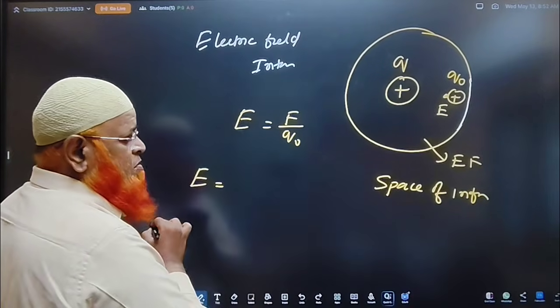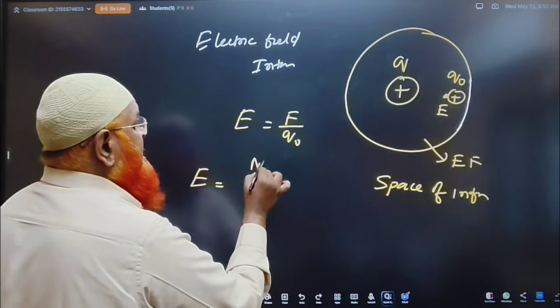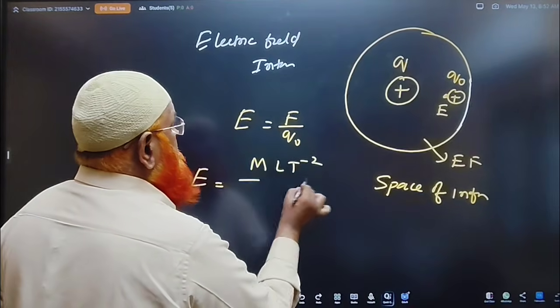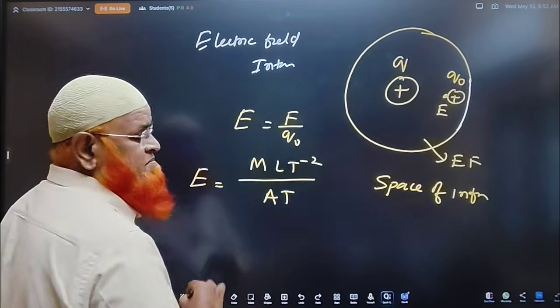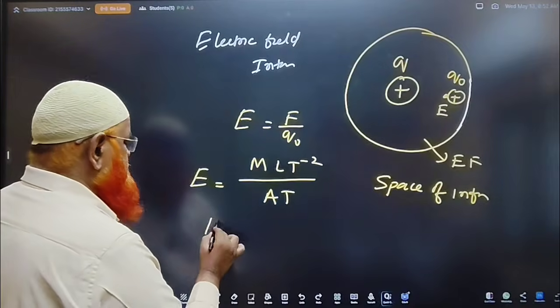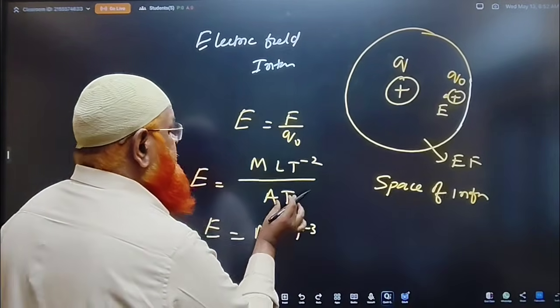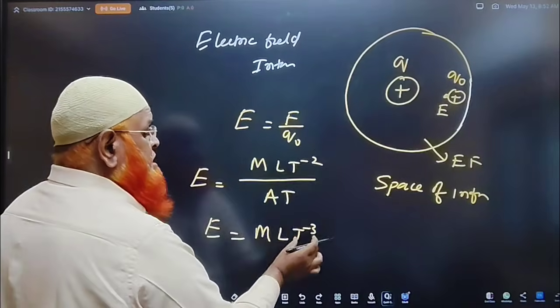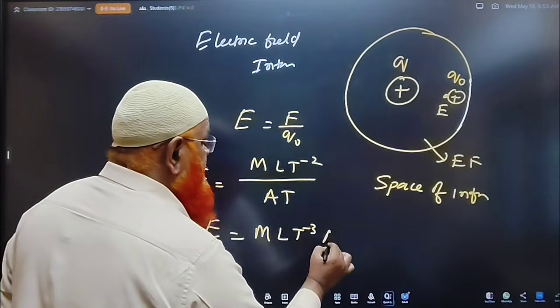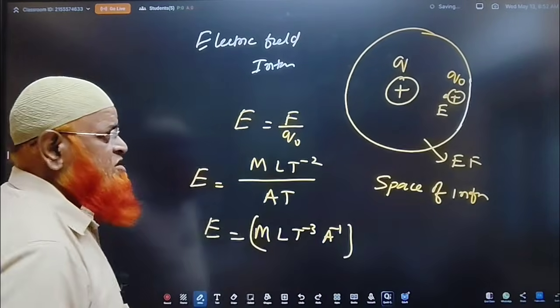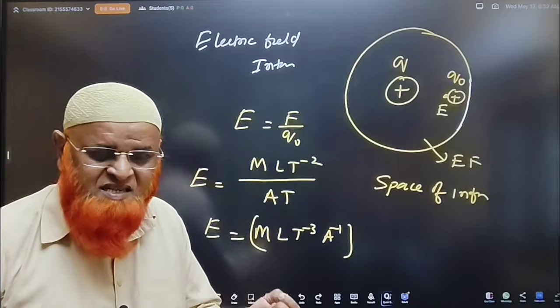How to find out the dimensional formula now? Force means mass into acceleration, that is M L T power minus 2. Charge means A into T. Just now I told you. So how easy it is? M L T power minus 3, okay, T comes to numerator and becomes T power minus 1. So M L T power minus 3 A power minus 1. This is going to be the dimensional formula for electric field intensity.